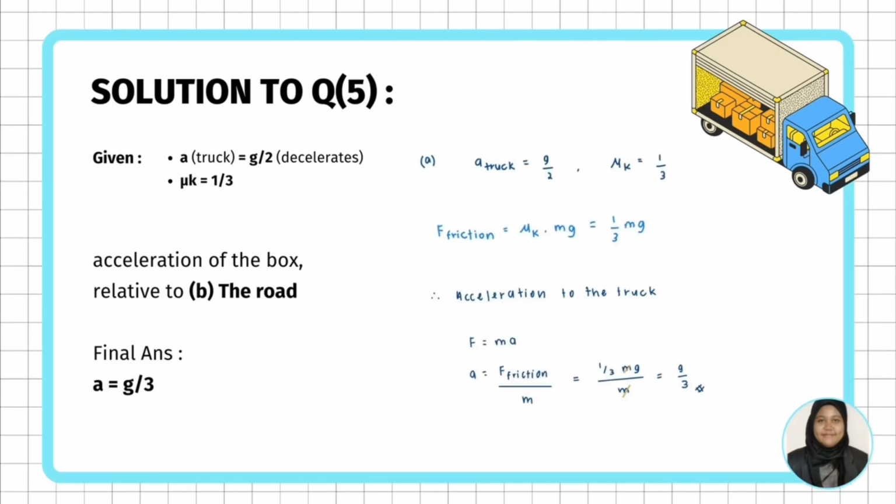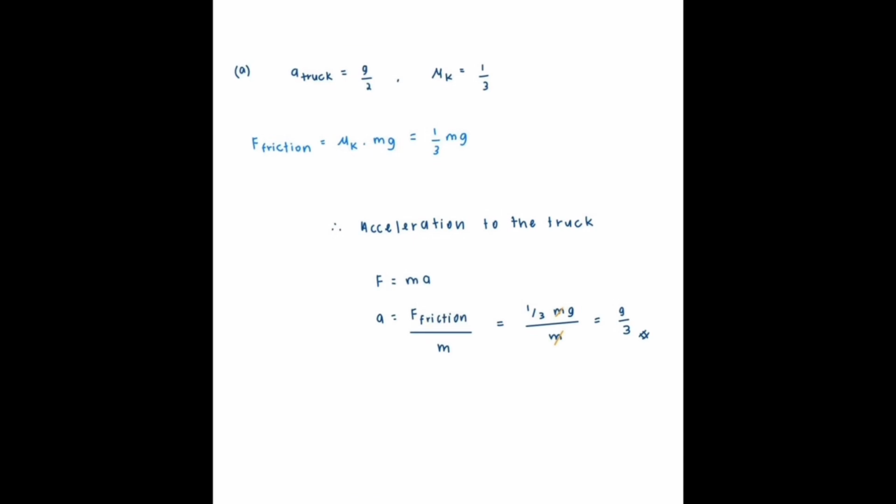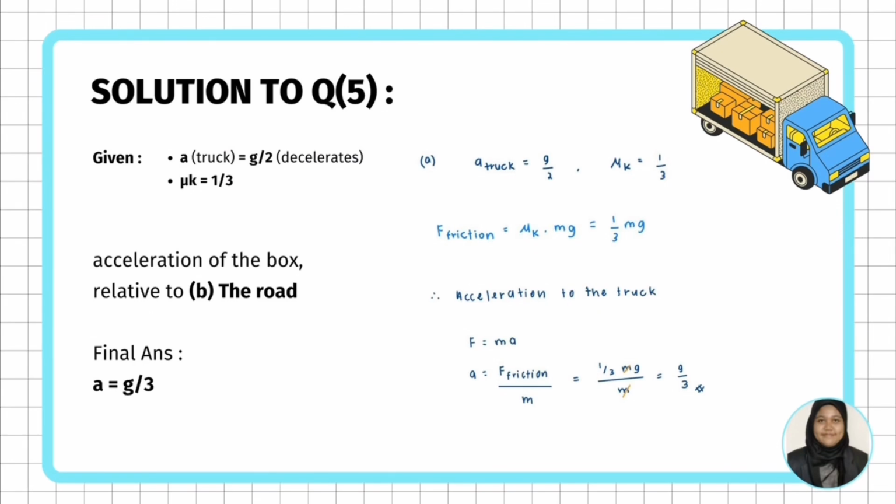For question B, we will find the acceleration of the box relative to the road, which is the ground frame. In the ground frame, the only force that acts on the box is the kinetic friction. The friction force, mu k times mg, is equal to 1 over 3 mg. From here, we know that it is the net force. Now we can apply Newton's second law, F equals ma. We can find the acceleration of the box relative to the road, and the final answer is g over 3.